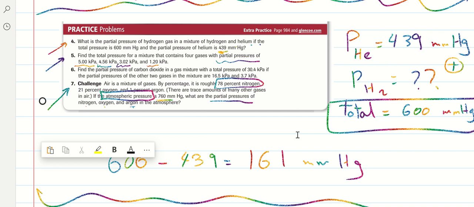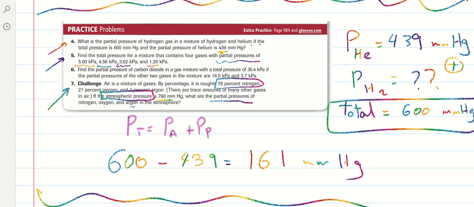Dalton says that if we have a mixture of gases, to calculate the total pressure of this mixture, we can just add: the total pressure will be the partial pressure of gas A plus the partial pressure of gas B plus the partial pressure of gas C, and so on. So simply, all the questions had exactly the same idea.